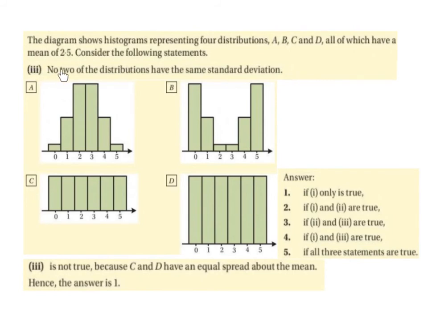Statement 3, no two of the distributions have the same standard deviation. This is not true because C and D have equal spread about the mean. So it doesn't matter how high the bars are, they have equal spread about the mean. If this is the mean, 2.5, we can see that all the bars are the same height either side, as is the case with D. This is the mean, 2.5, and all the bars are the same height either side. So they both have equal spread about the mean, even if their bars are of different height. So hence the answer is 1. Only part 1 is true.